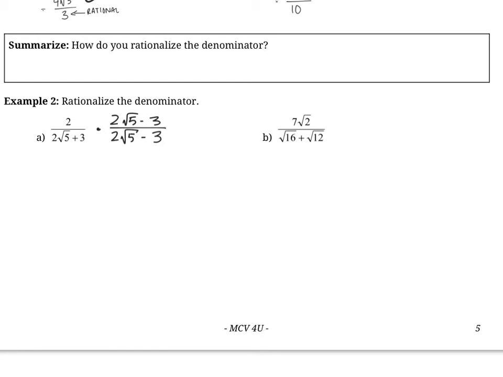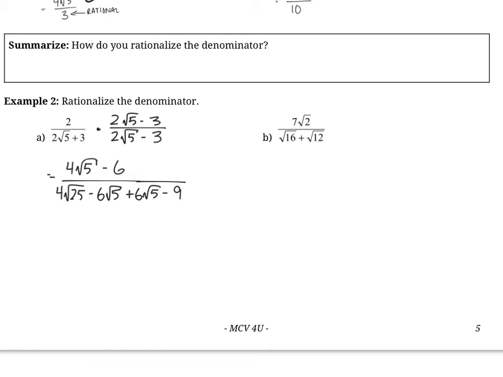So I've got to distribute in the numerator, that 2 to both terms. So 2 times 2 root 5 is just 4 root 5. 2 times negative 3 is negative 6. In the denominator, I have 2 root 5 times 2 root 5. And what that's going to give me is 4 root 25. And then I have 2 root 5 times negative 3, which is negative 6 root 5. And then I have 3 times 2 root 5, which is 6 root 5. And then lastly, I have 3 times negative 3, which is going to be minus 9.